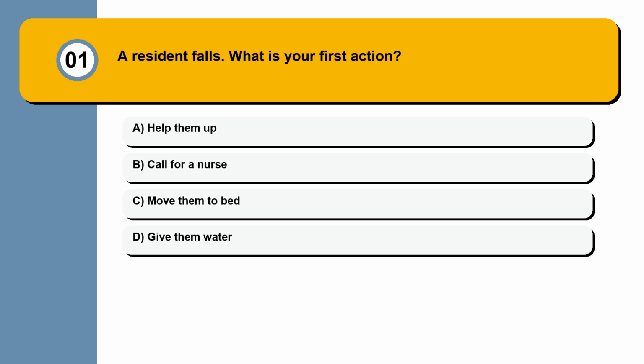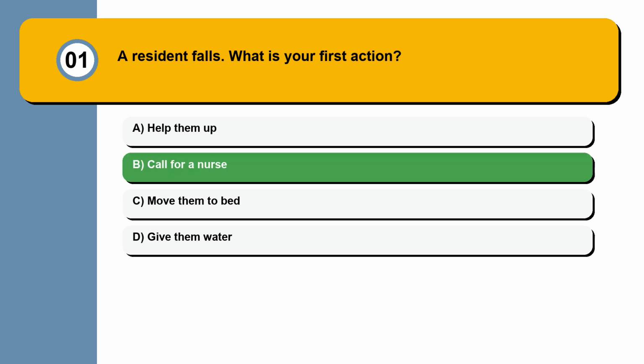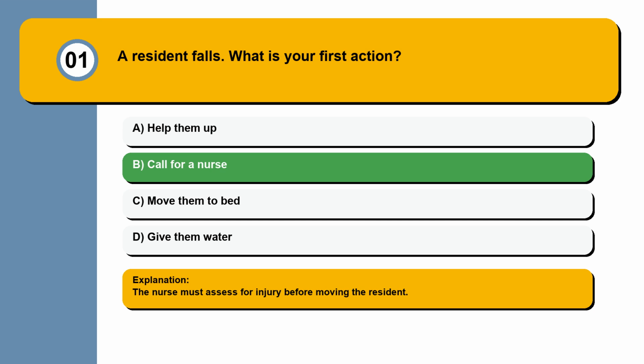Question 1. A resident falls. What is your first action? Help them up. Call for a nurse. Move them to bed. Give them water. The nurse must assess for injury before moving the resident.